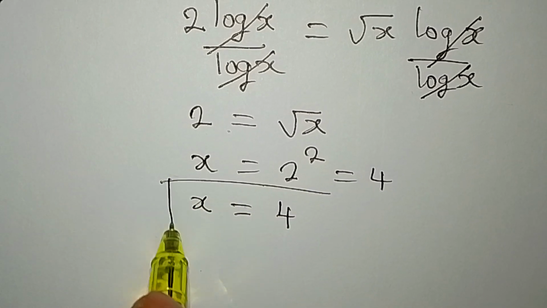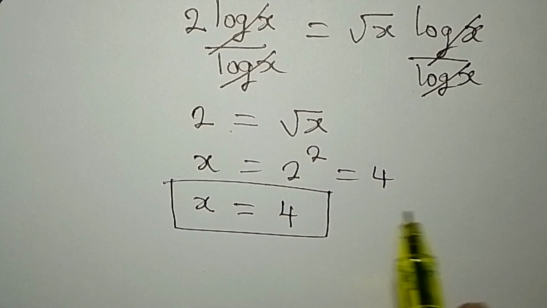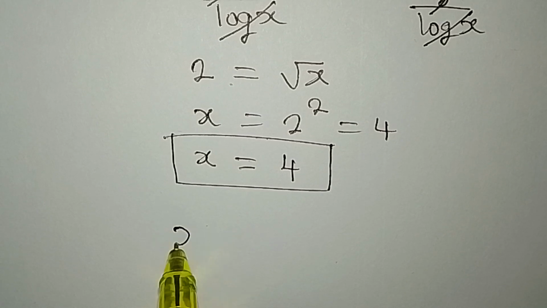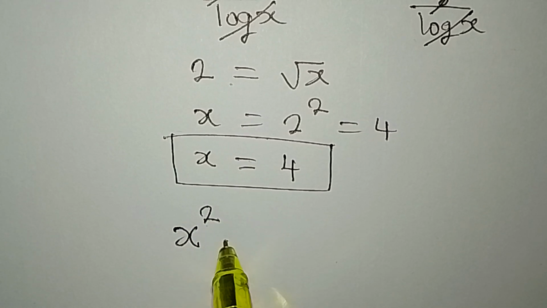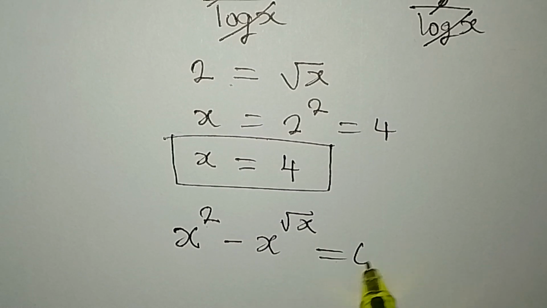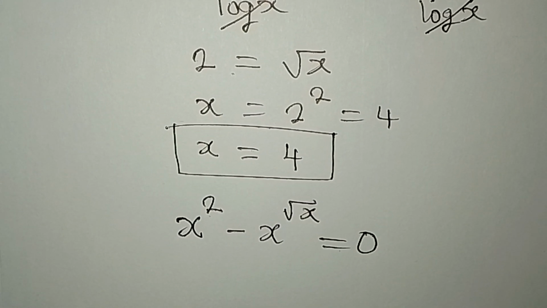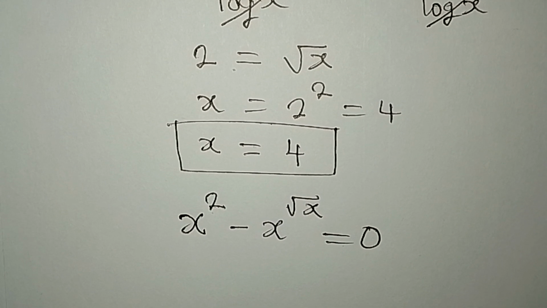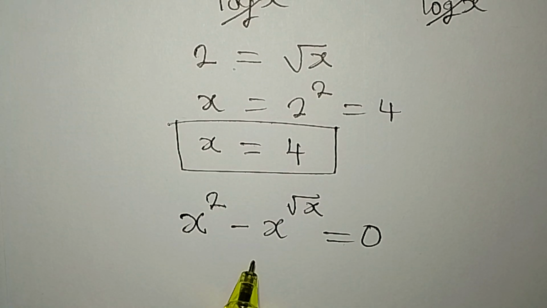But do you think this will be the only solution to the problem? Remember, the equation is x squared minus x to the power of root x equals 0. So do you think it's only 4 that will satisfy this equation? The answer is no. And that is why we are going to solve this in another way to show all the steps. Just hold on and follow it up.